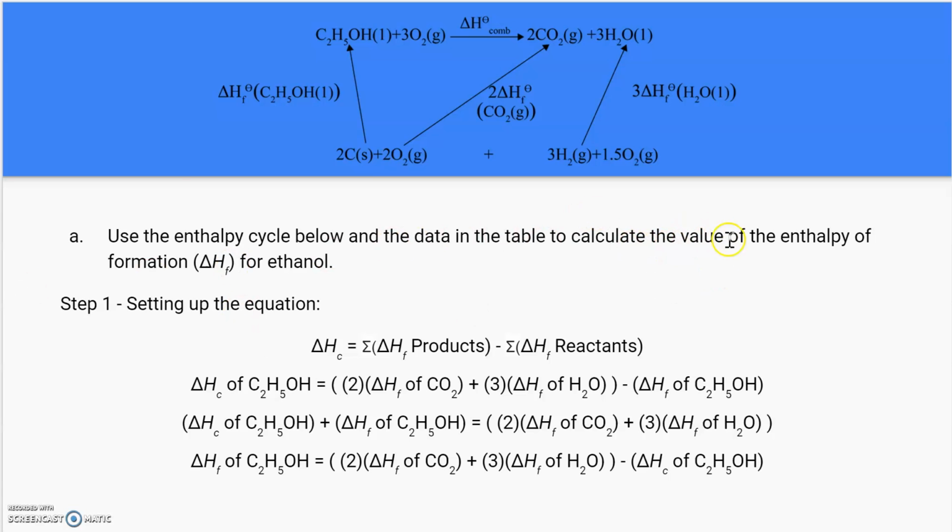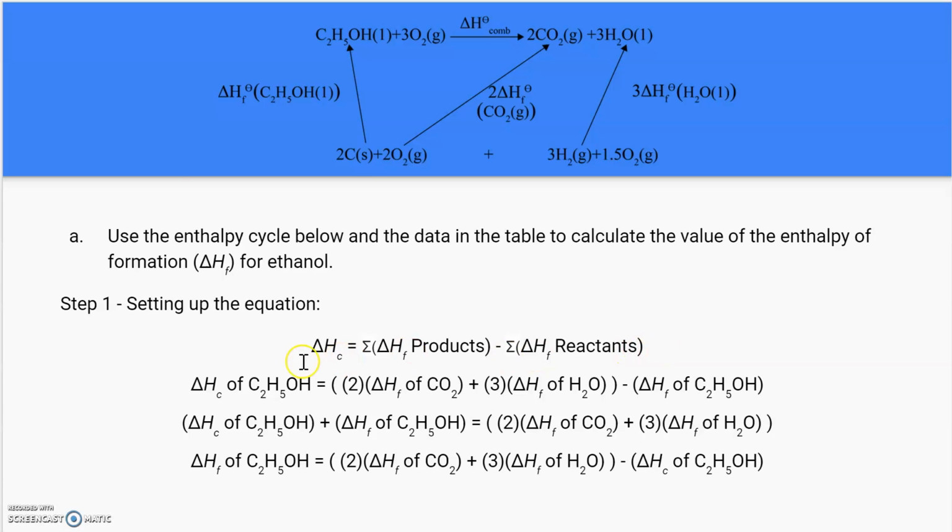The objective is to find a numerical value for the enthalpy of formation of ethanol. And for this, we need to be able to set up an equation that will allow us to yield this numerical result. And we need to use Hess's law for that. Now, Hess's law states that the enthalpy of combustion is equal to the sum of the enthalpies of formation of the products minus the sum of the enthalpies of formation of the reactants.